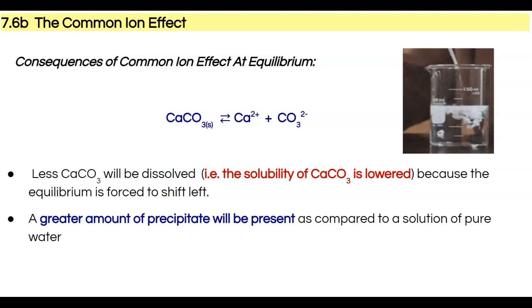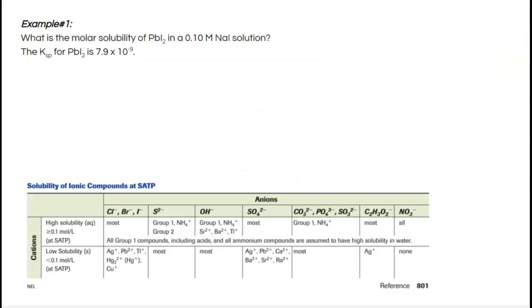In the next portion, we're going to look at some calculations involved with the common ion effect, and you're going to see that it's not so dissimilar to what we've seen with our basic Ksp calculations. All right, so we're going to start off with a pretty typical question that you might see involving the common ion effect. The question reads, what is the molar solubility of PbI2 in a 0.1 mole per liter sodium iodide solution? The Ksp for PbI2 is this value.